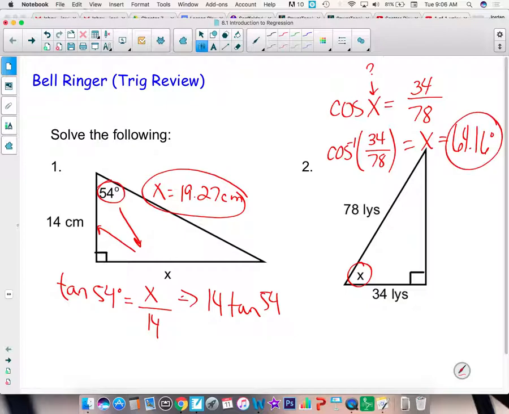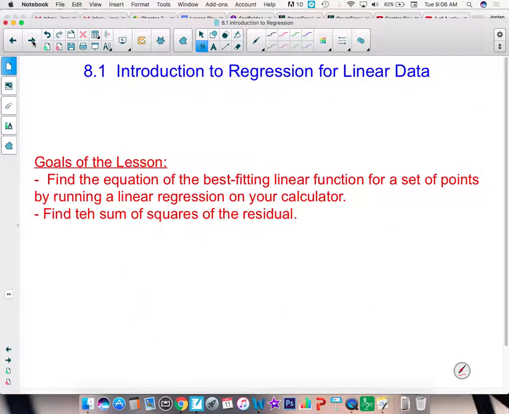A little bit of trig review, or geometry review rather. So lesson for today, we're doing 8.1. That's Introduction to Regression for Linear Data. So we're dealing with scatter plots and line of regression. You guys have done this before, but we're going into depth a little bit more now. And if you've taken data analysis, you've done this stuff before.